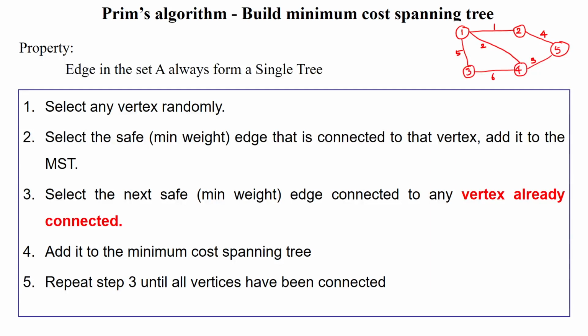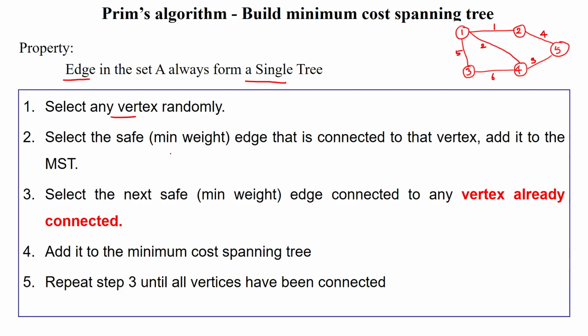Hi, welcome to Prim's algorithm example to build a minimum cost spanning tree. For Prim's algorithm, we will always select the minimum edge to form a single tree. We can select any vertex that has a path to all other vertices from the selected vertex through other vertices.